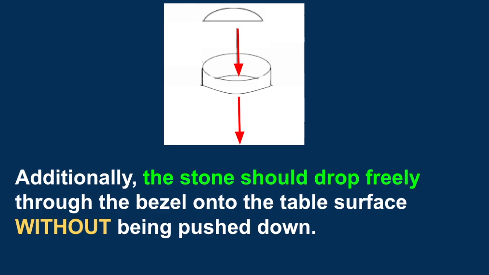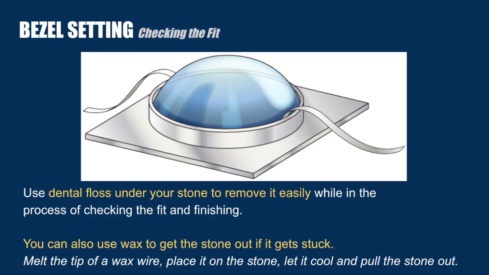of the stone. The stone should drop freely through the bezel without being pushed. To check the fit, you have to place the stone in the bezel to test it. If you put dental floss in the bezel cup, you can put the stone in the cup and pull it out if it gets stuck. Pulling the stone out with a heated wax wire will also work.